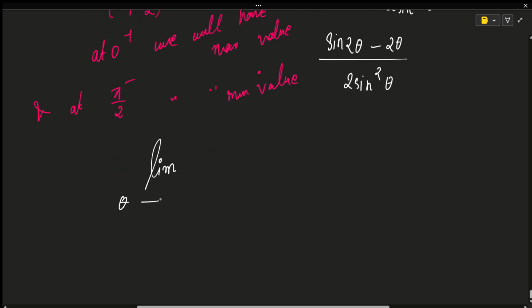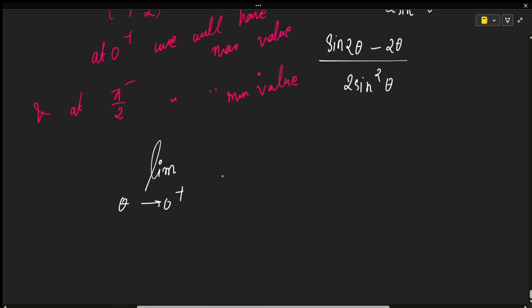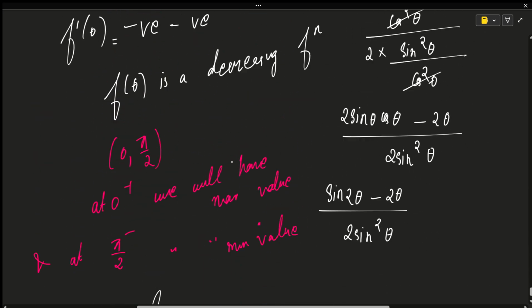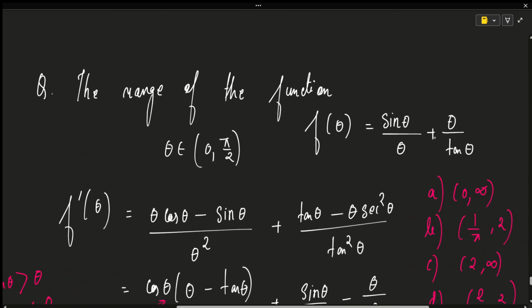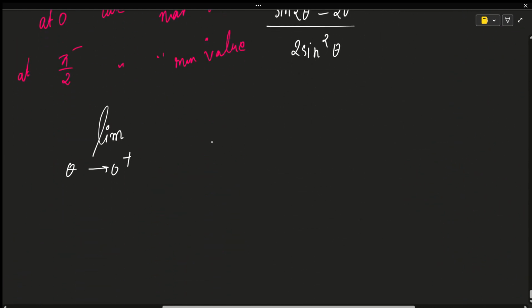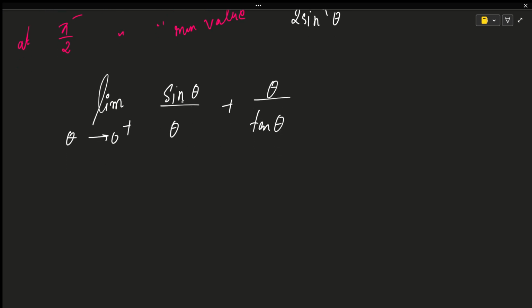So limit theta tends to 0 plus, I have sine theta upon theta plus theta upon tan theta. So if you calculate the limit over here, this will be 1 plus 1, which is 2.